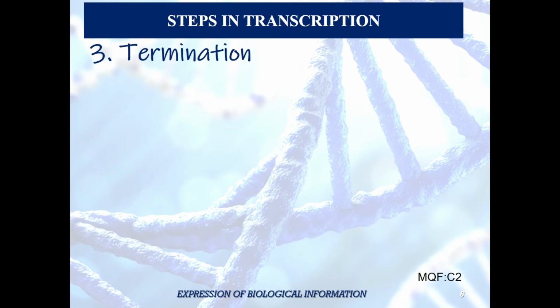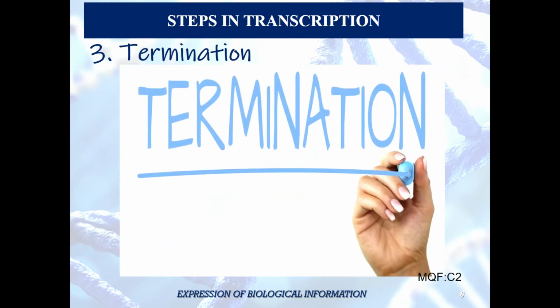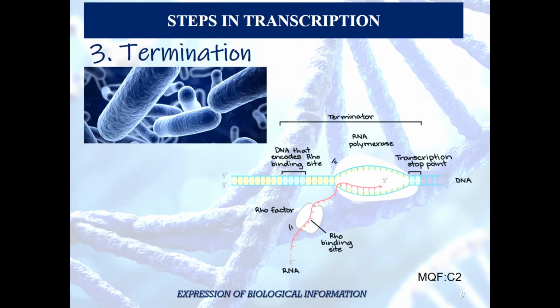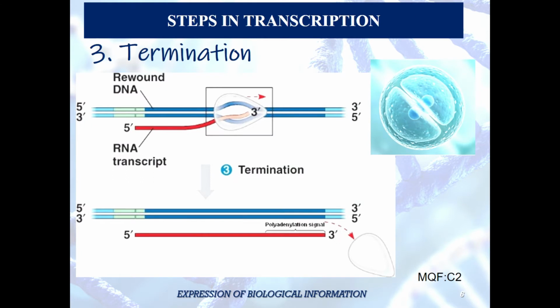The last step in transcription is termination. Bacteria and eukaryotes differ in the way they terminate transcription. In bacteria, transcription proceeds through a terminator sequence in the DNA. The transcribed terminator functions as the terminator signal, causing the polymerase to detach from the DNA and release the mRNA. In eukaryotes, RNA polymerase transcribes a sequence on the DNA called the polyadenylation signal sequence, which specifies a signal to cut the RNA transcript free from RNA polymerase, releasing the pre-mRNA.